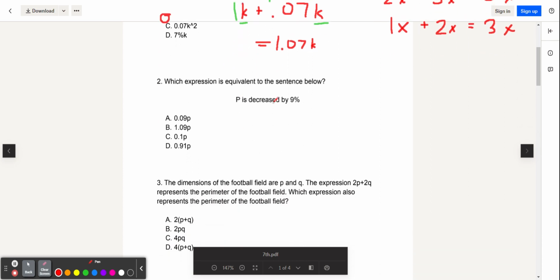Now, which expression is equivalent to the sentence below? P is decreased by 9%. So we have our variable P. Before it was P, also known as 1P. And then, what is it now? This will be our answer, our right side. To find it, let's look at the problem again. Decreased by 9%. So minus 0.09, because 9% is equal to 0.09. If we look at this, you'll note that the correct answer is 0.91P.